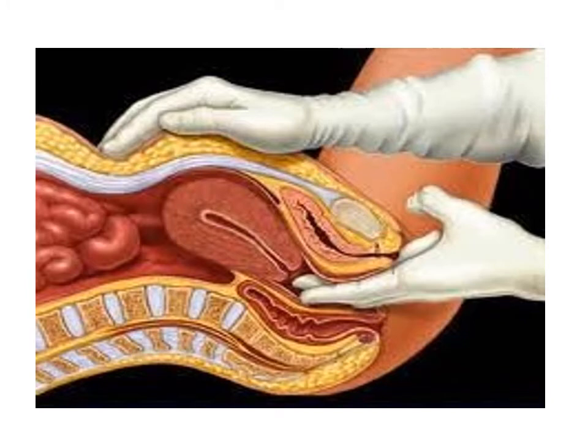And this figure illustrates how a bimanual examination of the uterus is being carried out. One hand is introduced through the vagina, while the other hand is applied on the uterine fundus through the abdominal wall.